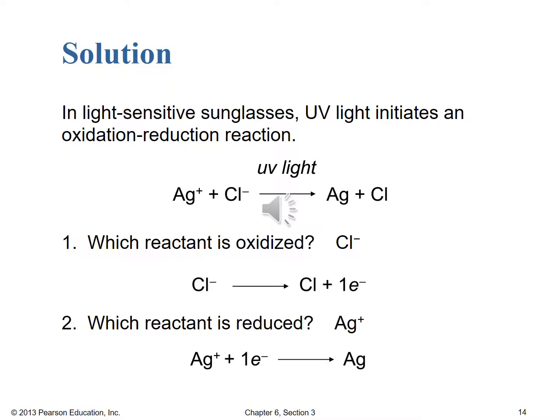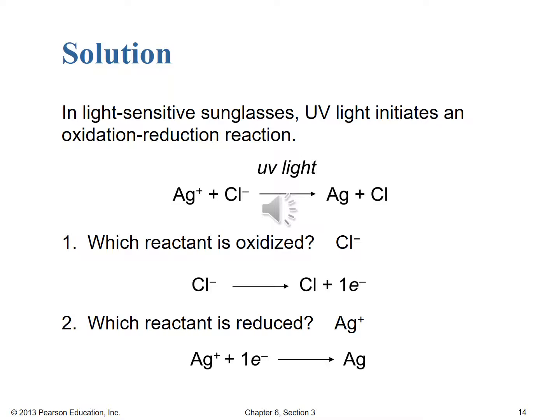So hopefully you correctly identified the chloride as the species getting oxidized, right? It goes from Cl- to the neutral chlorine atom plus 1 electron. So that's a loss of electrons, therefore an oxidation process, and it's the UV light that causes that to happen. Therefore, the only other reactant is the silver ion, and that must therefore be reduced. That's what's gaining that 1 electron to go from silver +1 ion to silver metal.